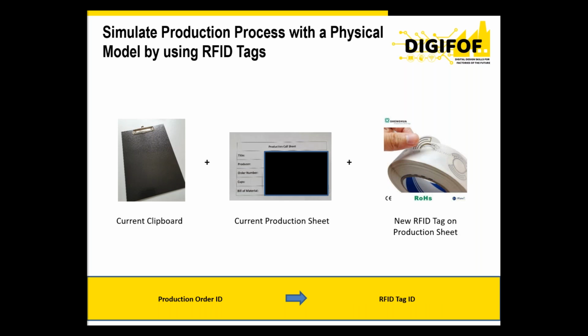And now we come to the third option. The third option would be the digitization of the production sheet in order to generate timestamps with RFID tags on such a production sheet. And this can be done physically by adding simply such a RFID tag onto the production sheet. And these RFID tags can then be used in connection with RFID readers to create timestamps for the digitized production sheet at each production station.